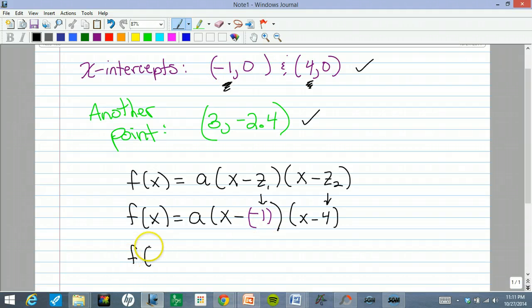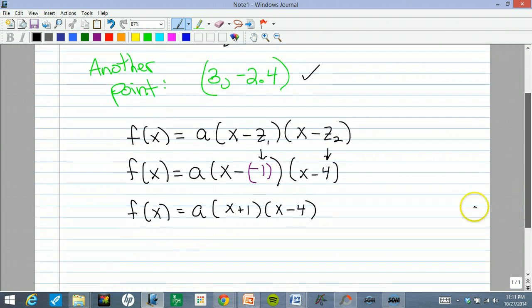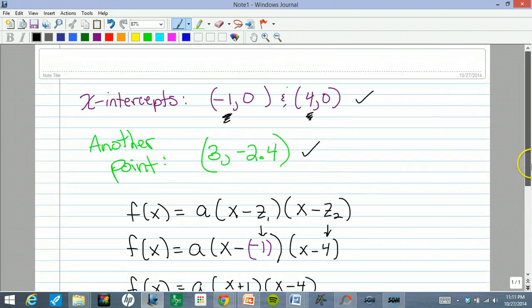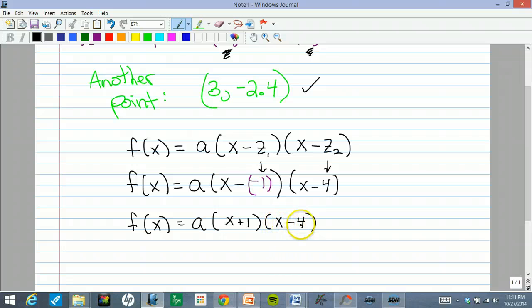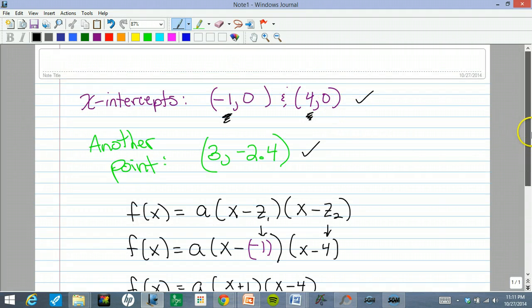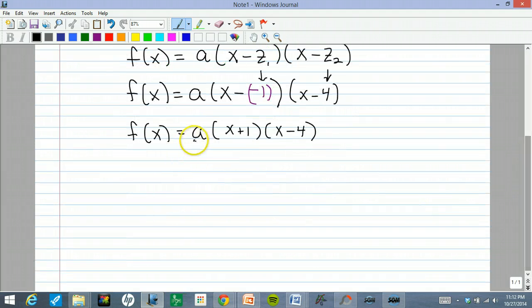So first let's clean up a little bit. A times the quantity x plus 1, x minus 4. Simple enough to check this with mental math. If you input negative 1, negative 1 plus 1 makes a 0 here, and everything multiplied by 0 eventually becomes 0. Likewise, if you input 4 here, 4 minus 4 makes this group a 0. All these other numbers get multiplied by 0, which ultimately outputs a 0. So here we go. Now how do we find the a value?